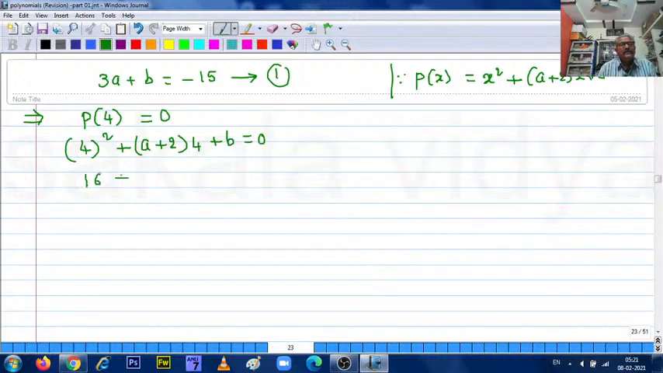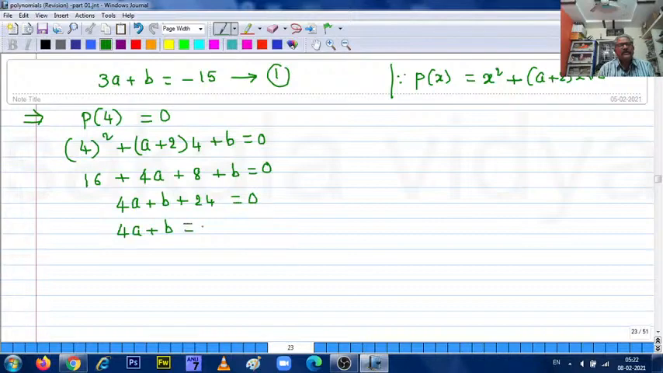16 plus 4a plus 8 plus b equals to 0. Okay, now we get 4a plus b plus 24 equals to 0. Take 24 that side. 4a plus b equals to minus 24. Say equation 2.